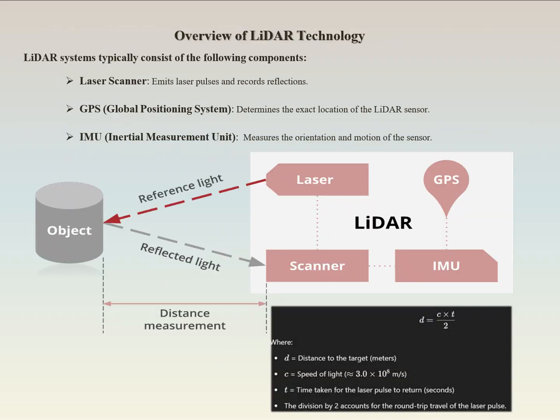LiDAR systems have three main parts: a laser scanner that sends out laser pulses, a GPS to know exactly where the drone is, and an IMU that's a fancy gadget that tracks the drone's movements. Together, they create a super accurate picture of the land below. It's like a high-tech surveyor flying in the sky, measuring every hill and valley perfectly.